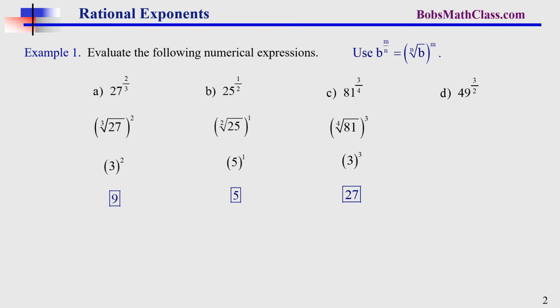Last one, 49 to the 3/2. The 2 is your index number. The top number goes outside the parentheses. Square root of 49 is 7. And 7 to the 3rd power is 343.